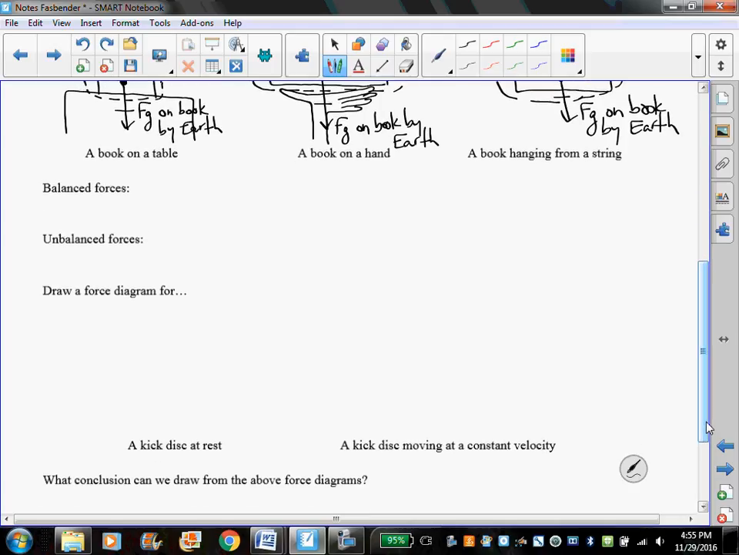Now we're going to do a lot of stuff with forces this unit, but more specifically, we're going to be trying to exclusively look at situations where we have balanced forces. So balanced forces is when all the forces acting on an object sum to 0.